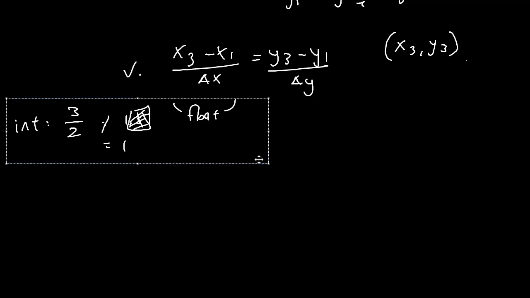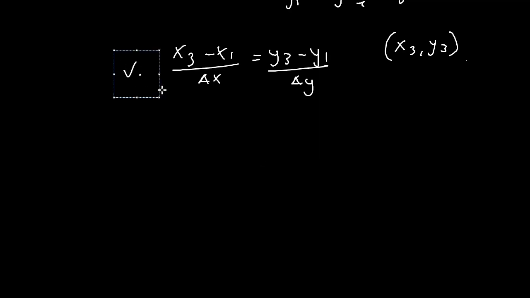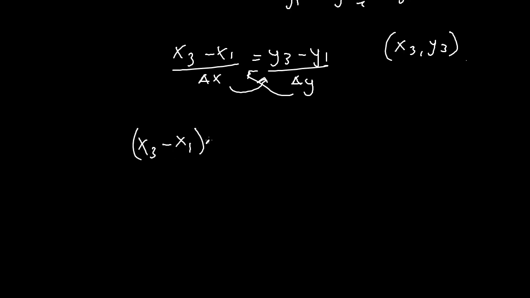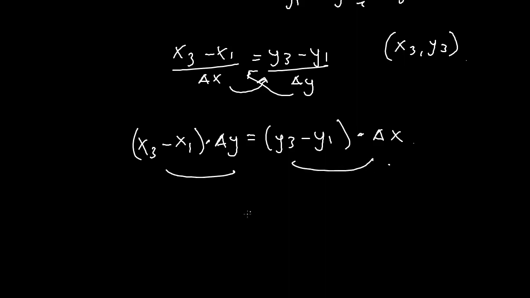So what we can do instead is just do one more step of algebra and shift this over here, shift that over there, and turn this into multiplication. So now we have x3 minus x1 times change in y is equal to y3 minus y1 times change in x. And now because everything is integer, it's a simple integer equality check, which is much better. Okay, let's try coding this out.